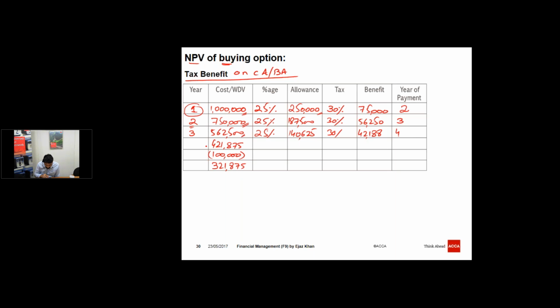So the tax authorities will not allow us to claim this as our cost because we will be able to cover 1 lakh of this cost in the last year by selling the machine. So the tax authorities will only allow us the difference of the WDV and the scrap value as our allowance, and this allowance will now be called as balancing allowance. So this will be the amount on which we will be given the tax benefit. So 321,875, we'll write it as allowance here.